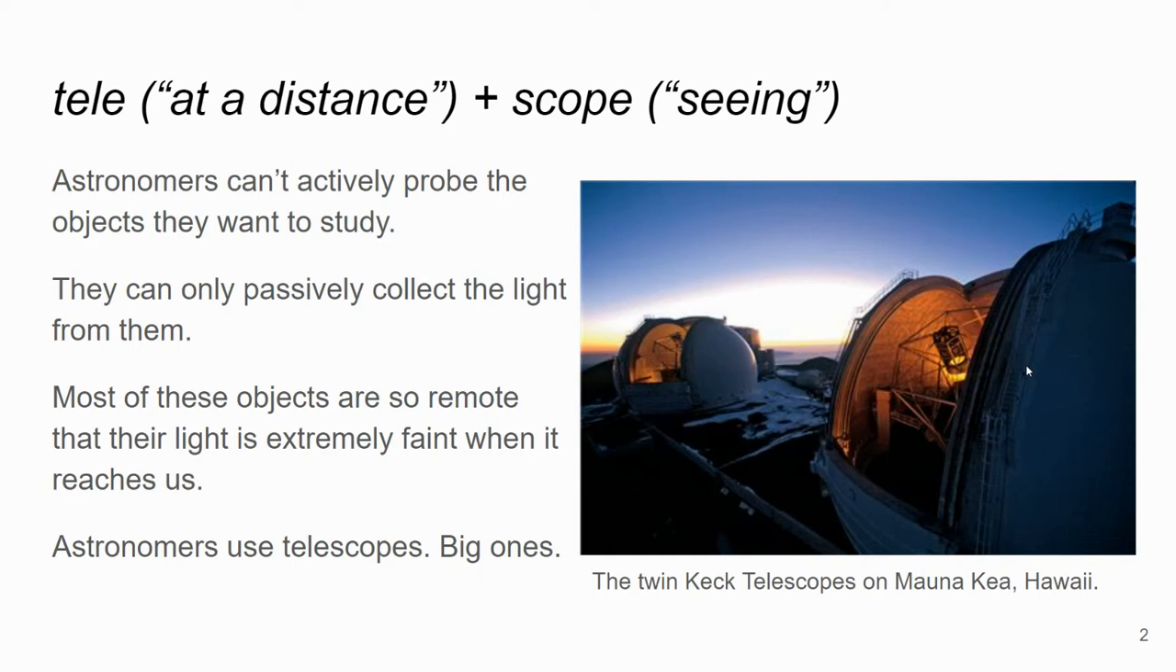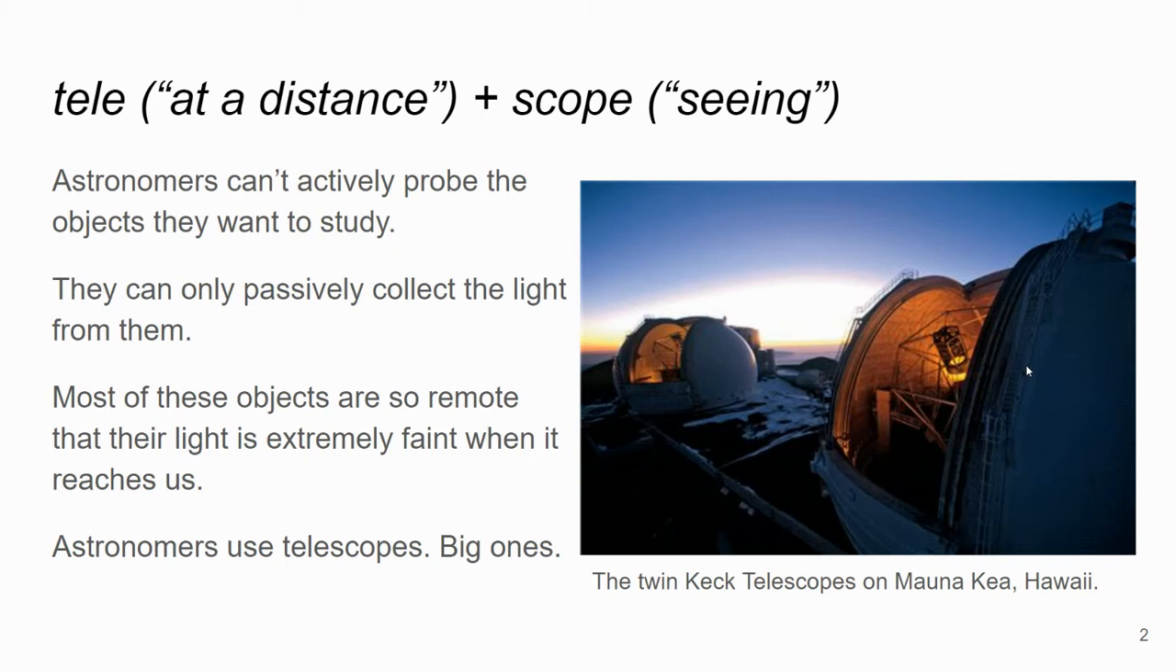If you're an astronomer and you're trying to study a star, you don't have the option of flying up to that star, taking a big scoop of it, and bringing it back to your lab at home. You can't do that. You have to just sit back on Earth, or sometimes with a space satellite, and passively collect the light from the star. So the light's going to come to you. You're just going to collect it.